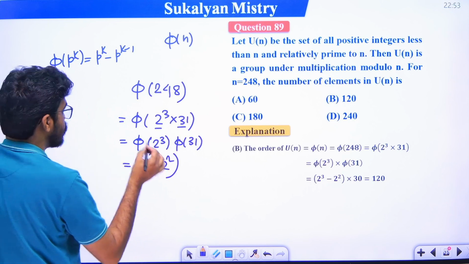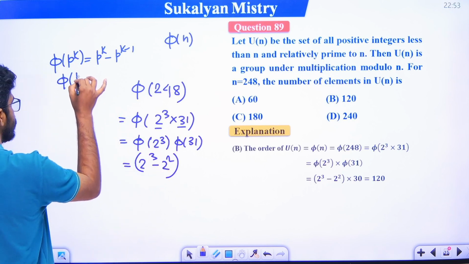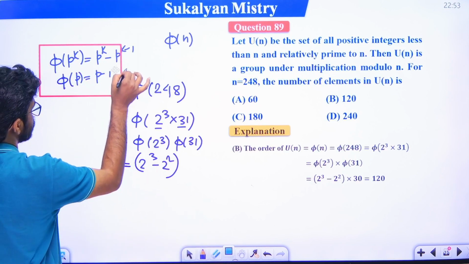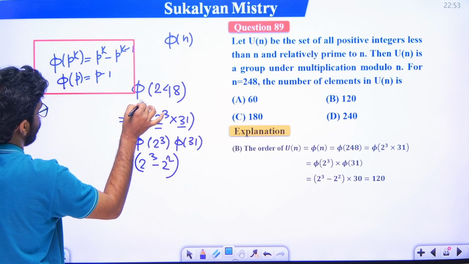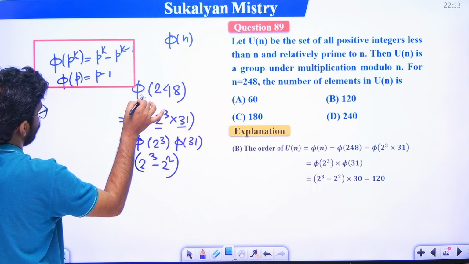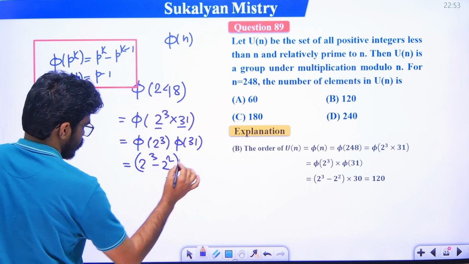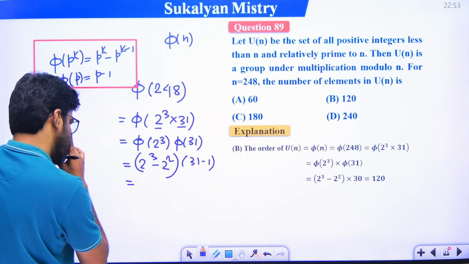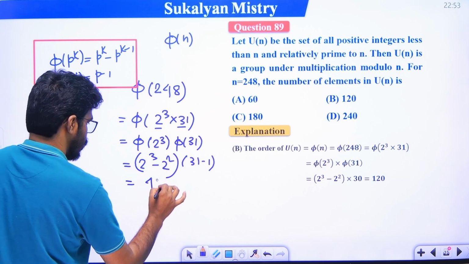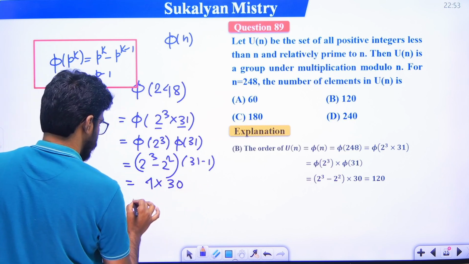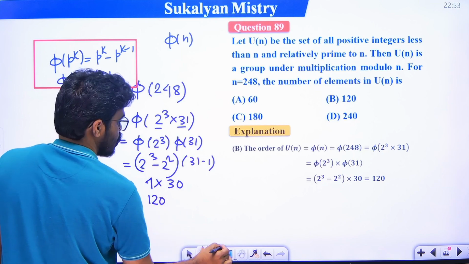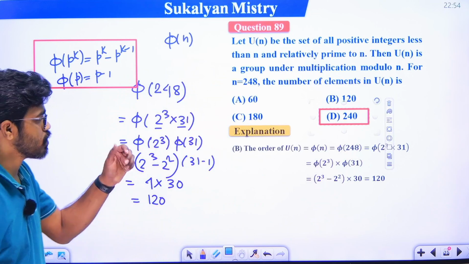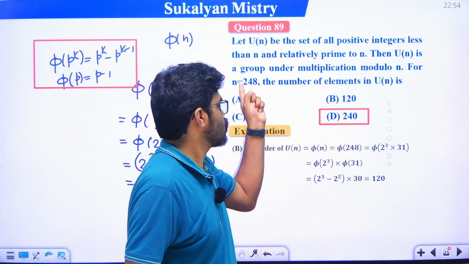31 is a prime number. We know this property: if p is a prime number then phi p will be p minus 1. So this will be 30. So 2 cube, that is 8 minus 4, that is 4, into 30, so this will be 120. So option D is the correct answer. Basically here we have to calculate phi 248.